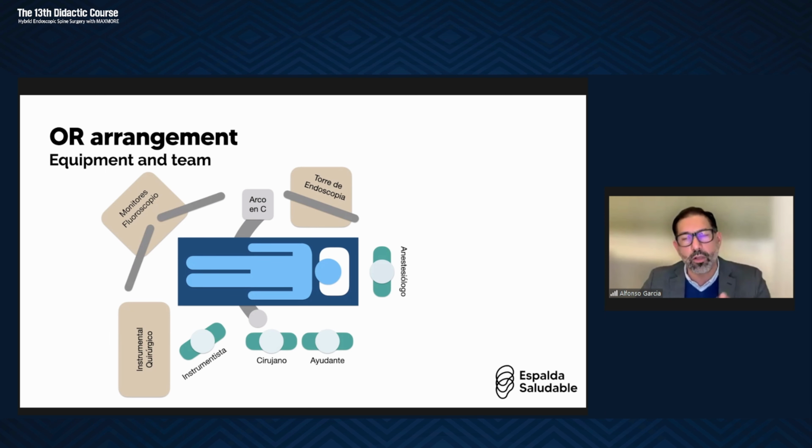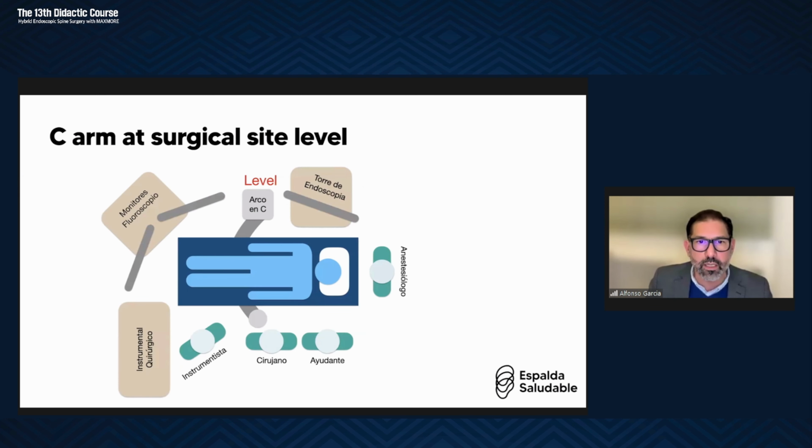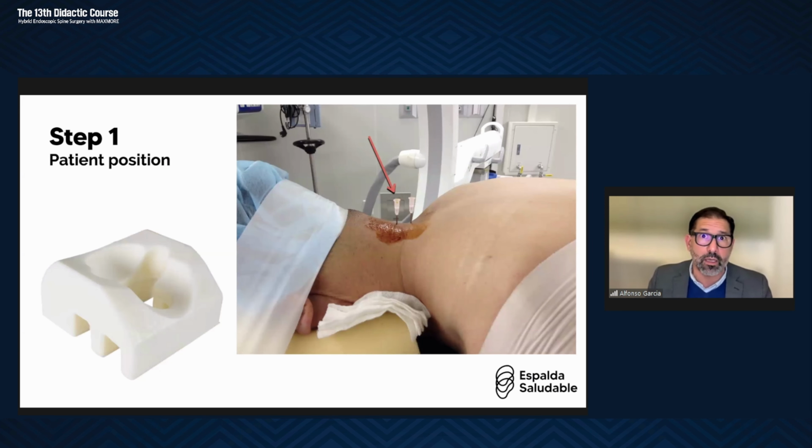And the C-arm goes at the level I will be working. Obviously, I know that there are many variables depending on the size of your OR, but this is the basic way I use my setup for the OR. So step 1 is patient position.